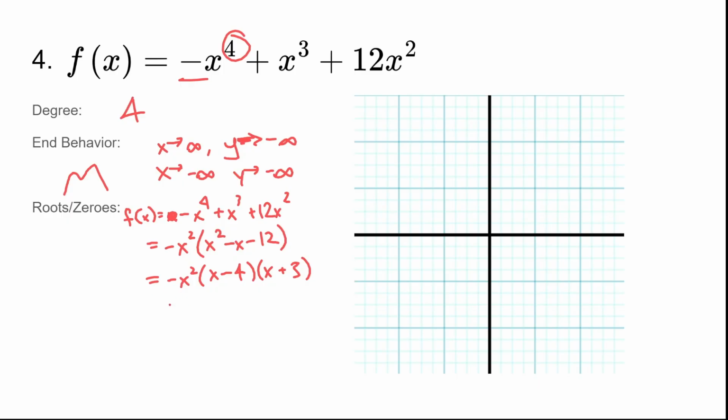Okay, so now we can see the roots. Right here we have x equals minus 3. Here we have x equals 4. And here we have x equals 0, and it's a double.